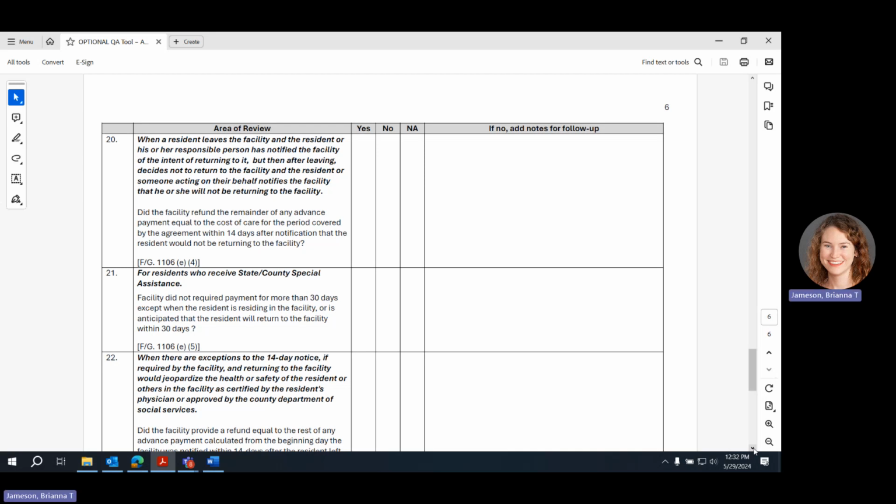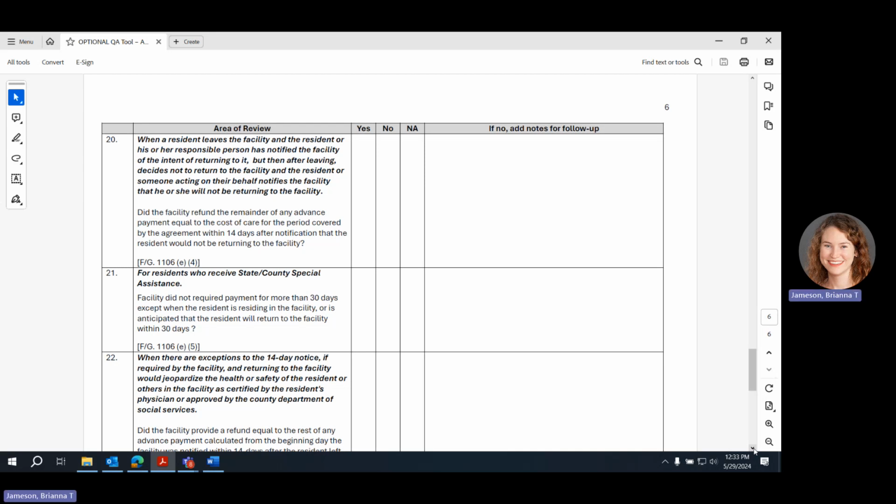The 21st area of review, for residents who receive state county special assistance: did the facility not require payment for more than 30 days, except when the resident is residing in the facility or it is anticipated that the resident will return to the facility within 30 days? There is space to check yes, no, or not applicable. If no is checked, there is space on the right-hand side of the page to add notes for follow-up.